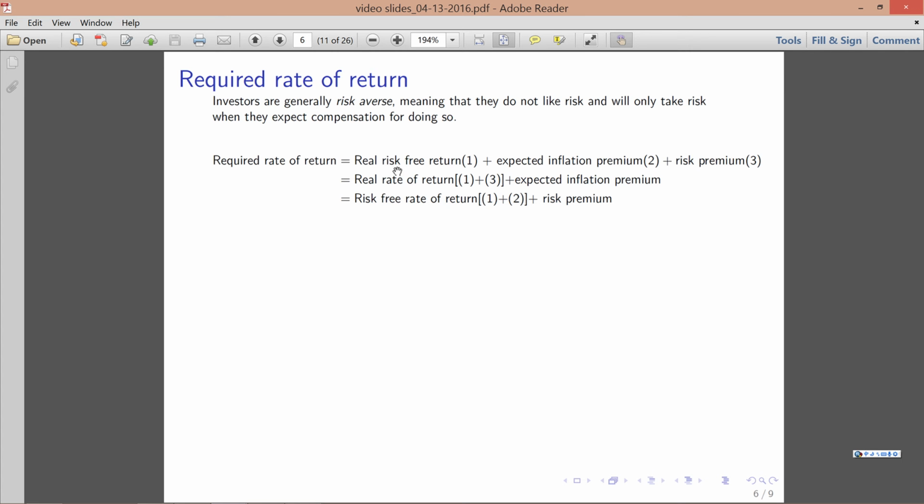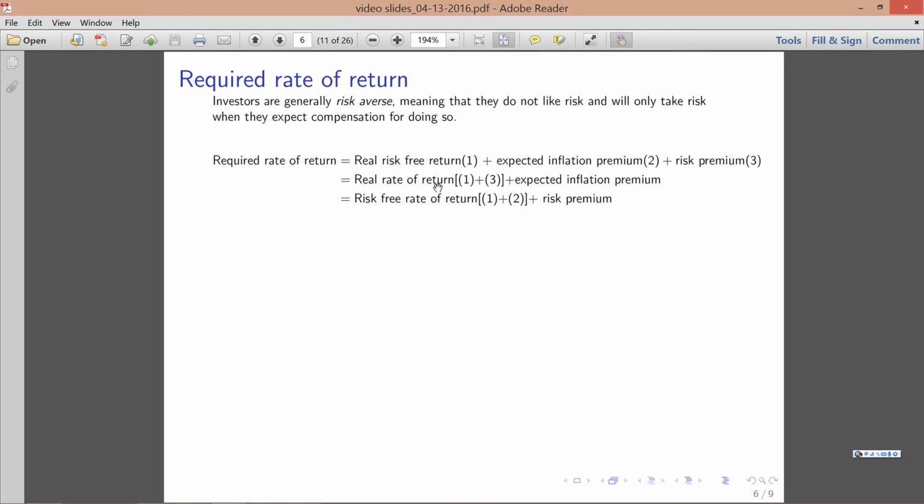If we combine 1 and 3 together, those are also called the real rate of return, and that's the real increase in your purchasing power. The expected inflation premium is just the illusion of money. You think your money increased, but it's the same amount of products, so your money doesn't actually increase. That's the inflation premium, which corresponds to the real part. This part we can think of as unreal or elusive.